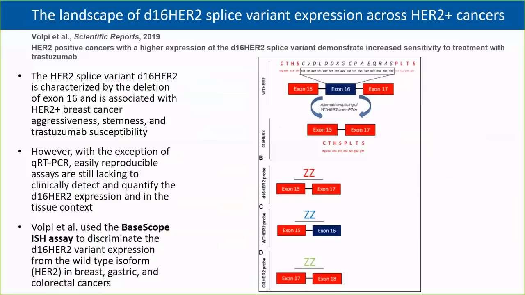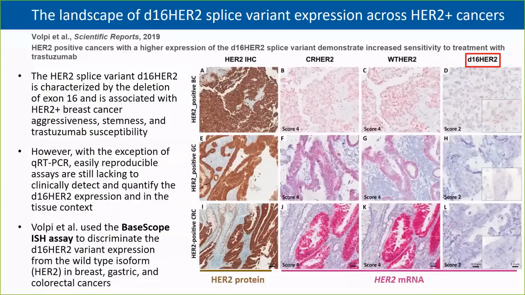So the authors used a BaseScope assay to discriminate this variant from the wild-type isoform. As you can see here, the HER2 delta 16 probe spans the junction of exons 15 and 17. The wild-type probe spans the junction of exons 15 and 16. And then they also have a common probe that spans the junction of exons 17 and 18, and that common exon junction will be present in both transcripts. They then applied the BaseScope assay to detect HER2 delta 16 in a variety of cancer types, including breast, gastric, and colorectal cancers, which we can see here.